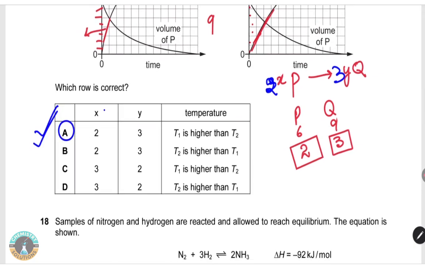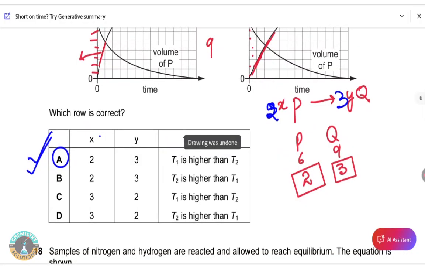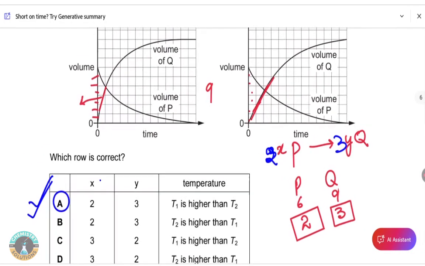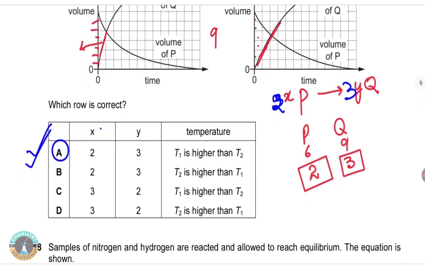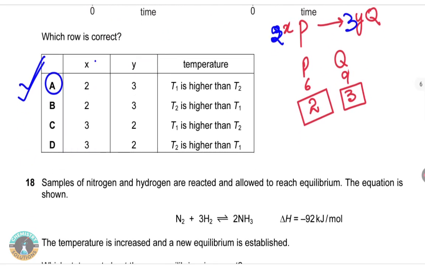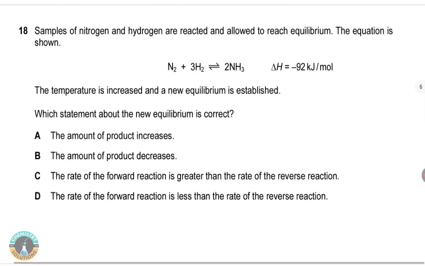So this question, as the examiner said, students found a little bit difficult. From the examiner's point of view, this question was not solved by all of the students. So this question is a little bit challenging. Now move towards question number 18.